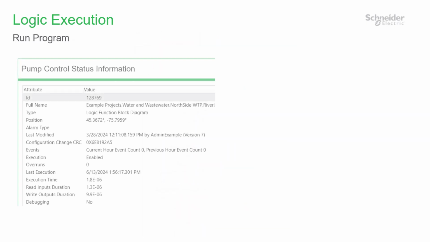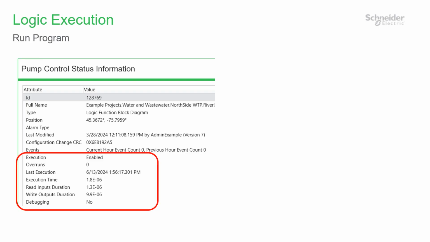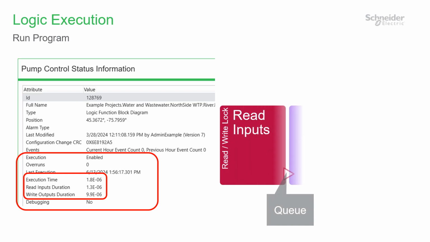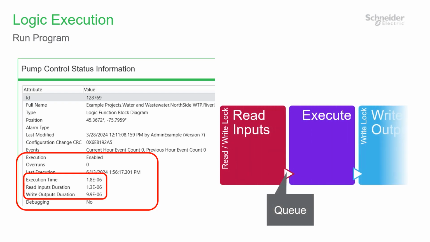And you can see that a program has run from its view status box. There are three steps to a program run: read inputs before queuing, execute, and write output.